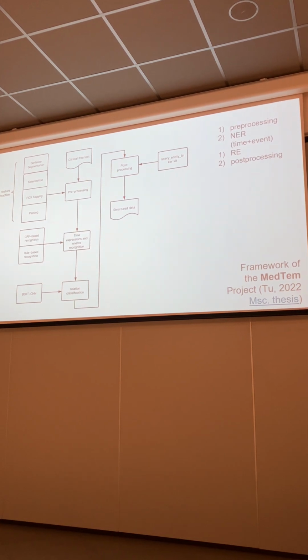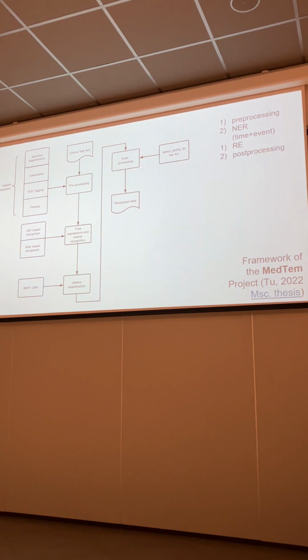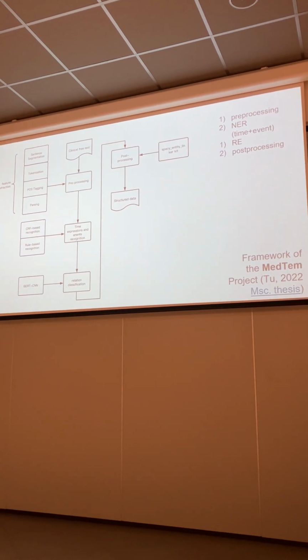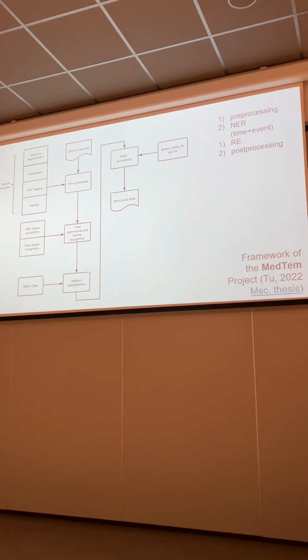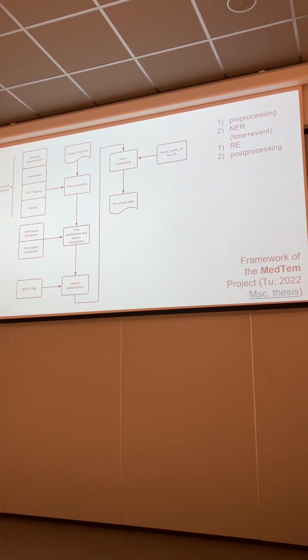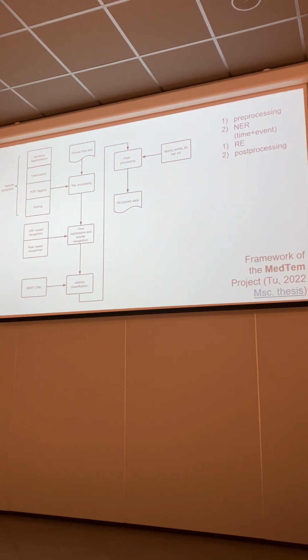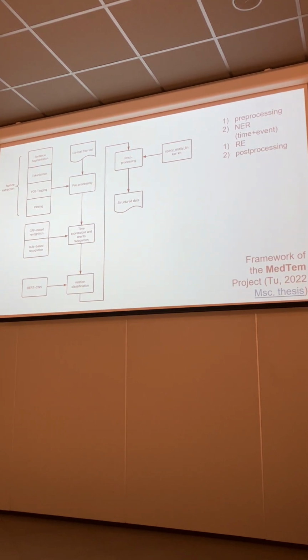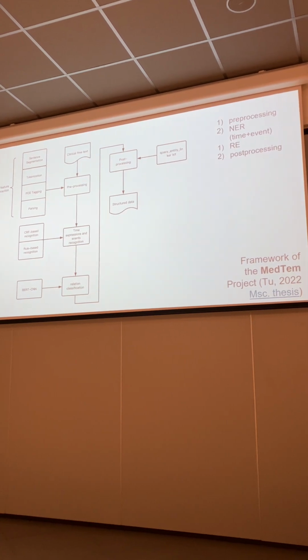For pre-processing, in the first step we did sentence segmentation, tokenization, part-of-speech tagging, parsing, and all these feature extractions. Then for time expression and event recognition, that is the CRF and BioLSTM models applied there. And then for relation classification, we use BERT and CNN.